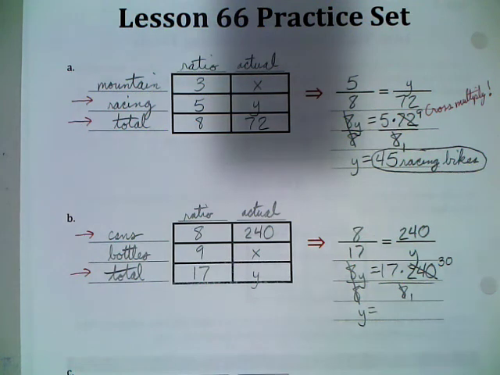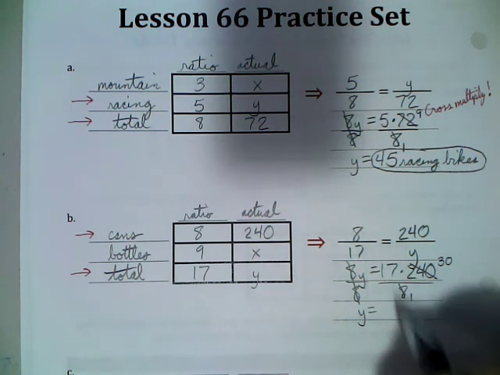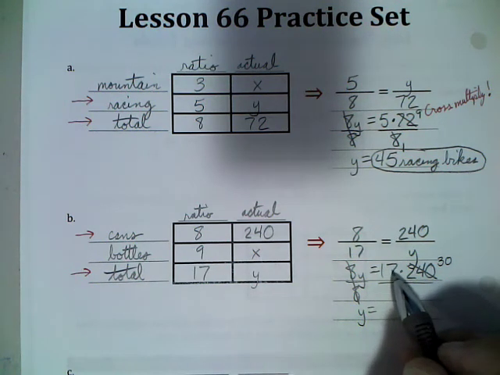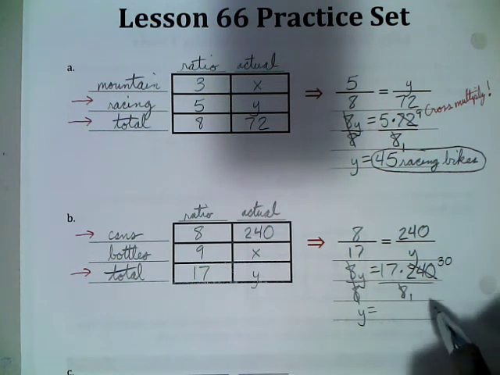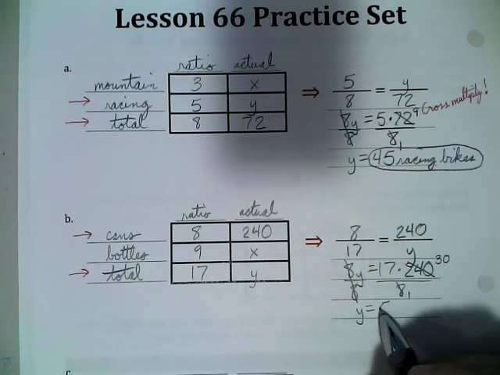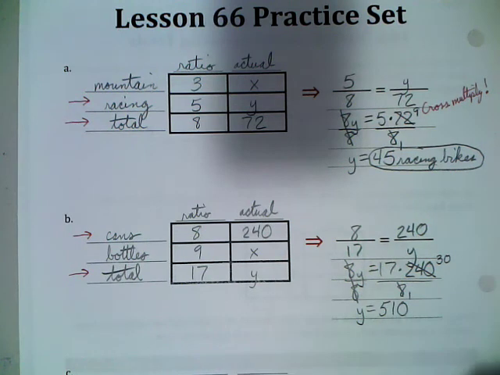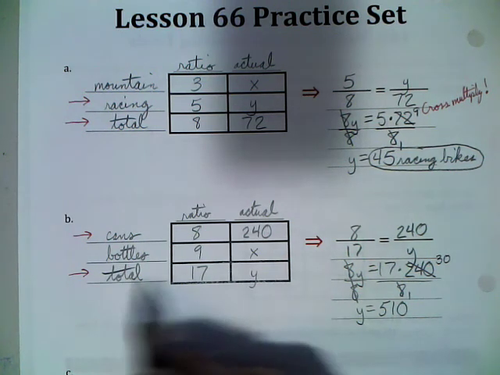Now, if you've got 17 times 3 memorized, you should have this answer pretty quickly. If not, work it out. So I do have it memorized. I've seen it enough times in the course of my life. So 17 times 3 is 51. So times 30 would be 510. Remember, this is y, so y is the total.